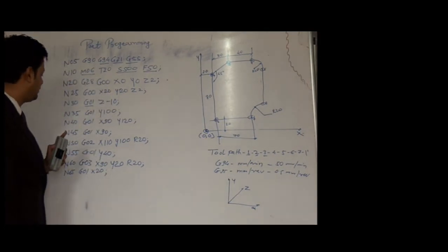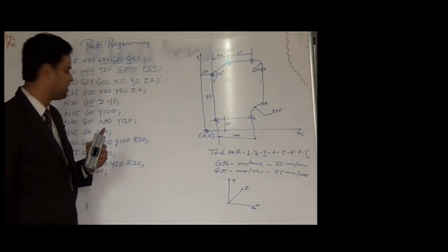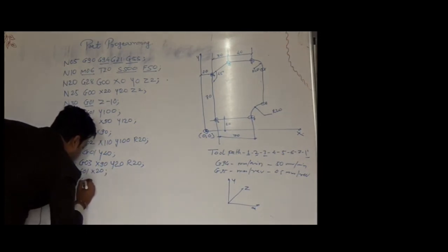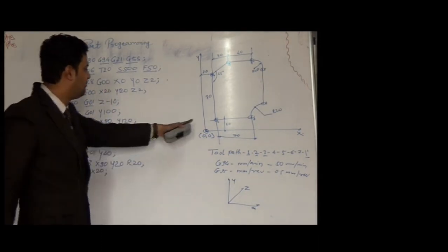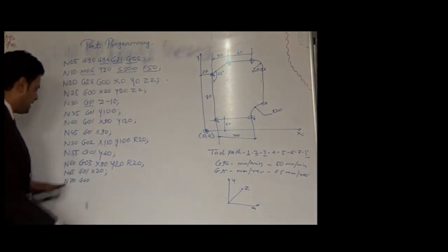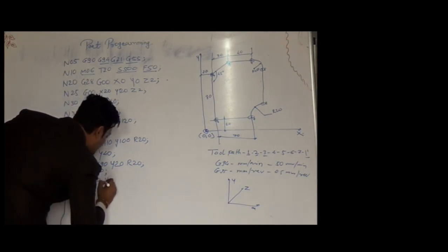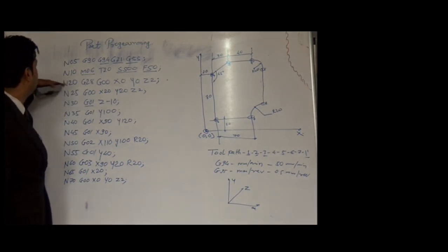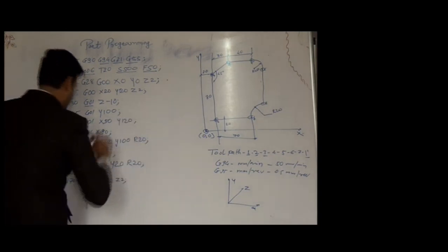Okay. Now the last is from 1 to the original position, that is N70 G00, in rapid traverse. Though there is no cutting action from 1 to the origin position, I am using G00 rapid traverse x 0, y 0 and z 2. The same position I have used in N20.